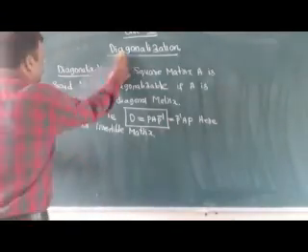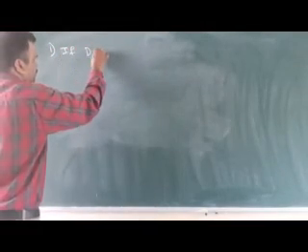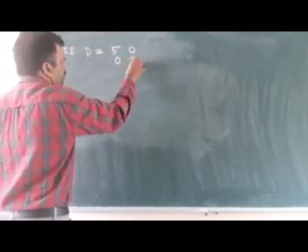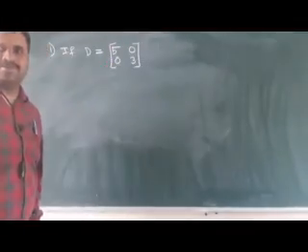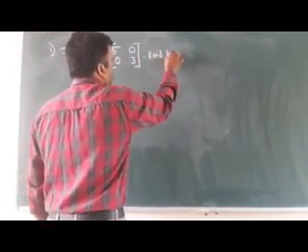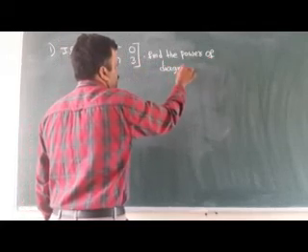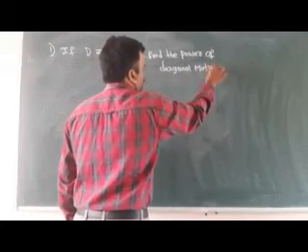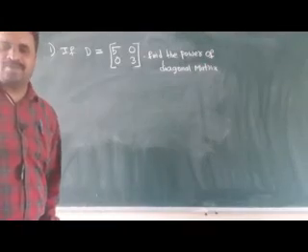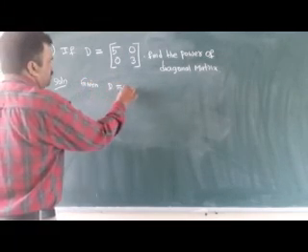Yes, now problem. Copy the question. If D equal to 5 0 0 3, find the power of the diagonal matrix. Solution. Given D equal to 5 0 0 3.